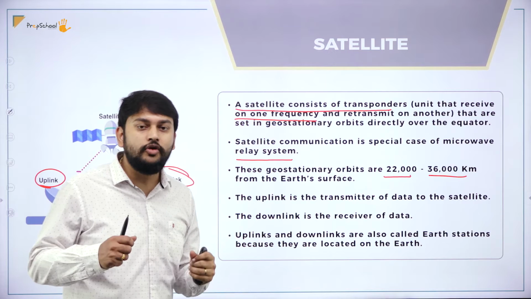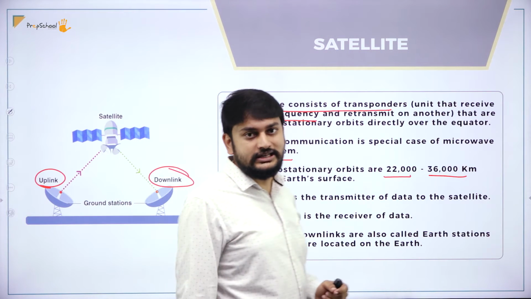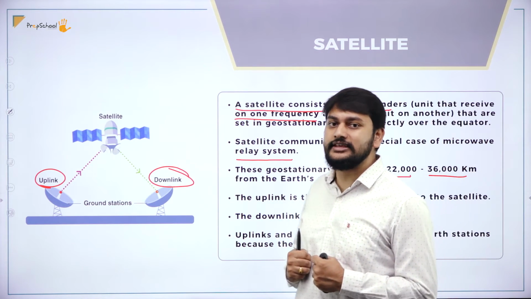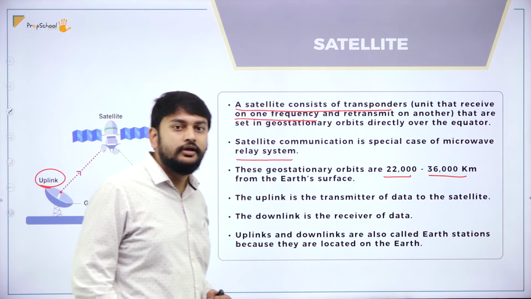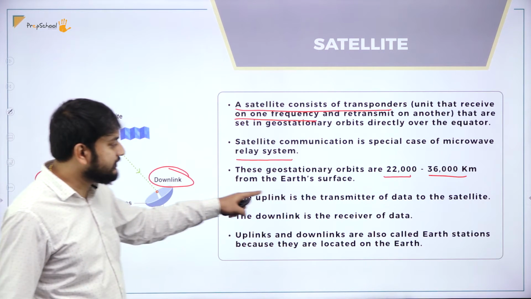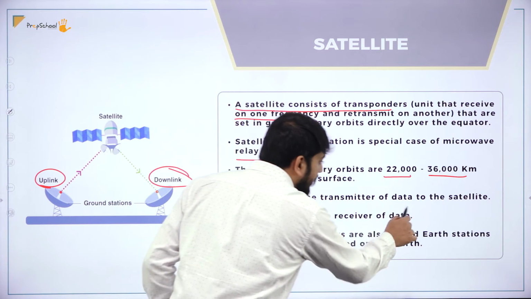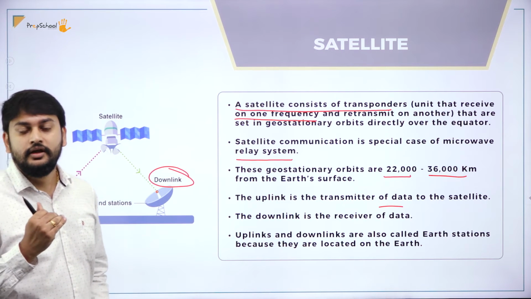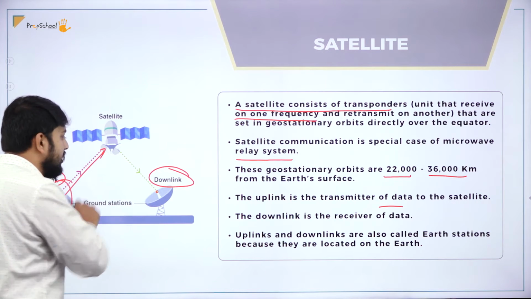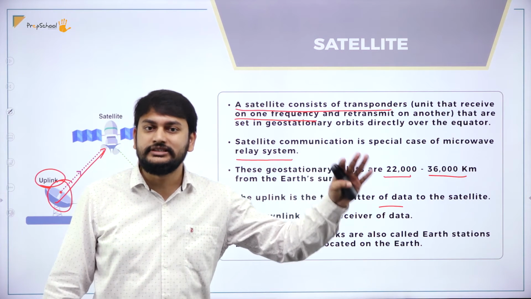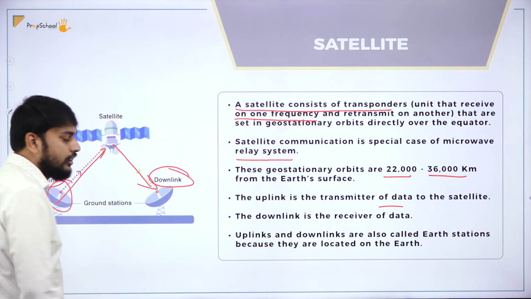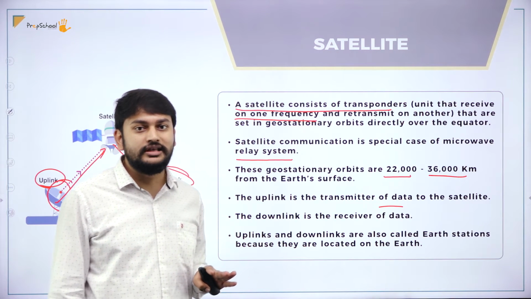So when we have a huge amount of distance, we have something called uplink and downlink. What exactly is this uplink and downlink all about? Please listen to me. Uplink is the transmission of data to the satellite from Earth. If you are transmitting the data from Earth to the satellite, then I will call that an uplink. In the same way, if you are getting the data from the satellite to the Earth station, I will call it a downlink.